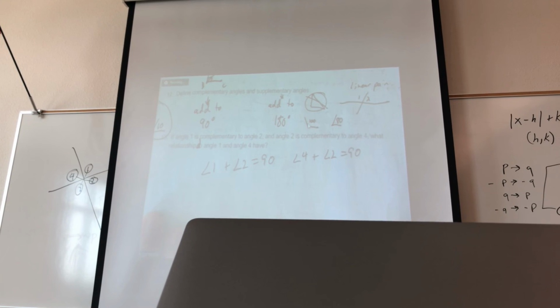Since they both make 90, we can set them equal to one another. Angle 1 plus angle 2 equals angle 4 plus angle 2. If I subtract just the value of angle 2 out of there, I end up with angle 1 is equal to angle 4. They are congruent. We don't even need to know their measures. We know that they both add together with the exact same angle to make 90. So based on the information that we have there, they are exactly the same.